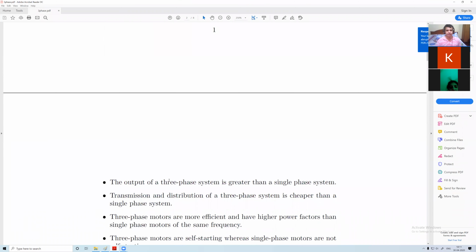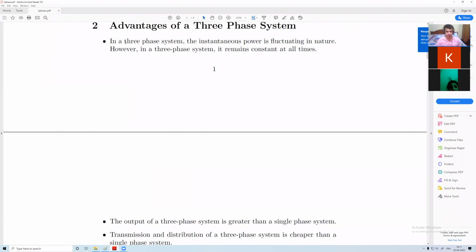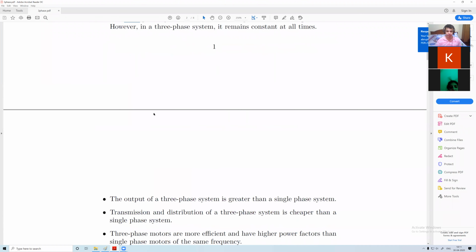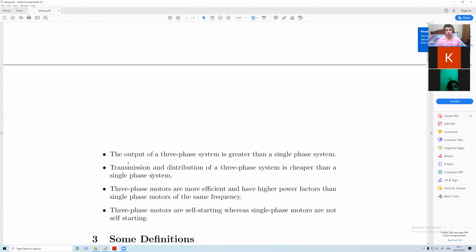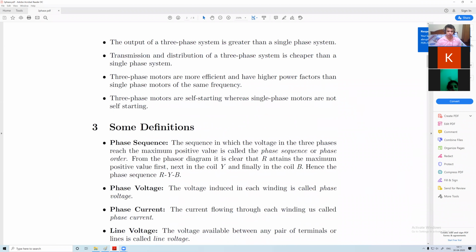So in a single phase, it is fluctuating. I mean, instead of three phase, it will be single phase here, but three phase is constant. Okay. The output of a three-phase system is greater than a single-phase system. It is obvious. Transmission and distribution of a three-phase is cheaper. Okay. They are more efficient. And finally, we will not go into details, but it is easier to start a three-phase motor than a single-phase motor. Okay.